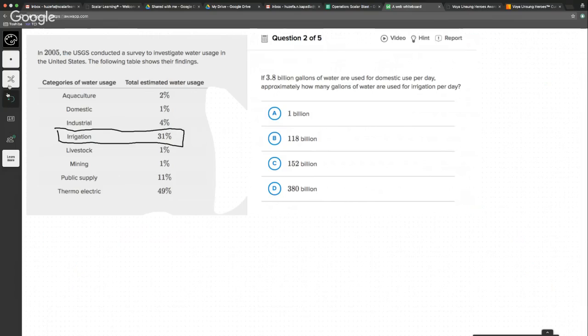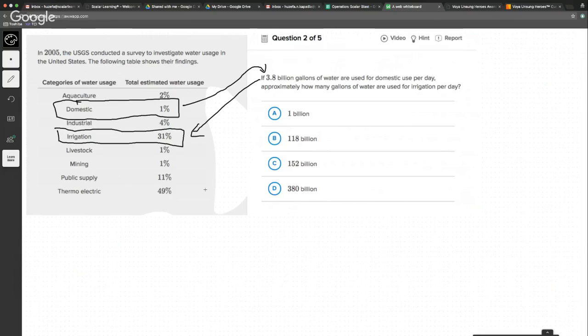Almost made a huge mistake. Domestic is what they give us. Domestic is 1%. Oh my God, that's so crazy. All right, now this makes more sense. So domestic, which is 1%, is 3.8 million. And now we're trying to find 31%.